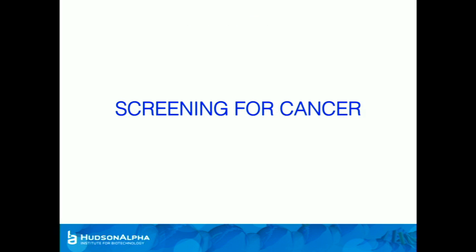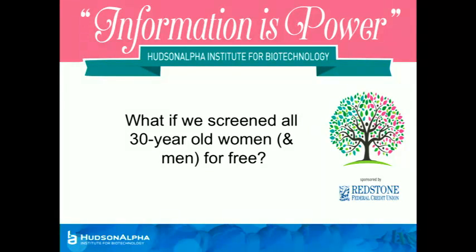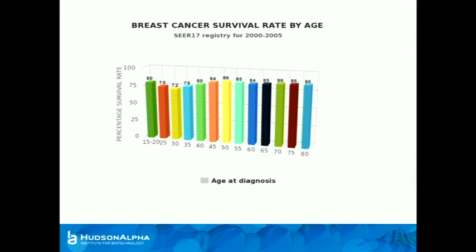So what about screening for cancer? Well, we were asked several years ago by Mary-Claire King, who found the BRCA1 and BRCA2 genes, what if we screened all 30-year-olds for free? What would we find? And I was not so big of a fan of this because this was going against standard of care, but we decided we would try this. So why would you look at 30? Well, a woman diagnosed at 30, this is your survival rate by age. If you're diagnosed at 30, that is your lowest probability of surviving versus the other years that come along.